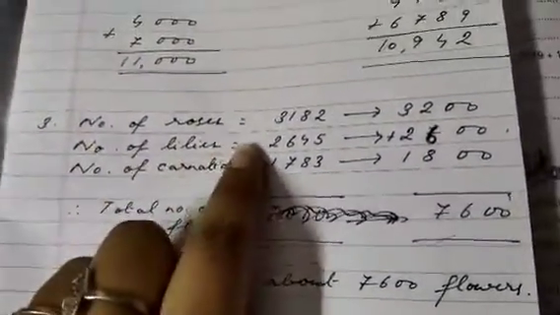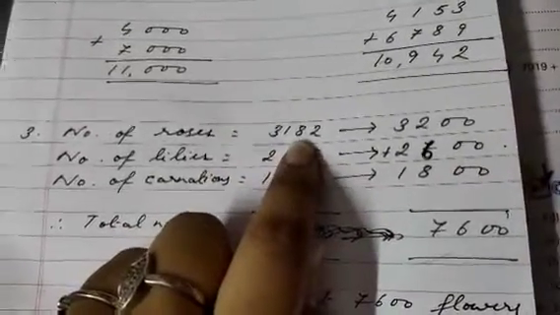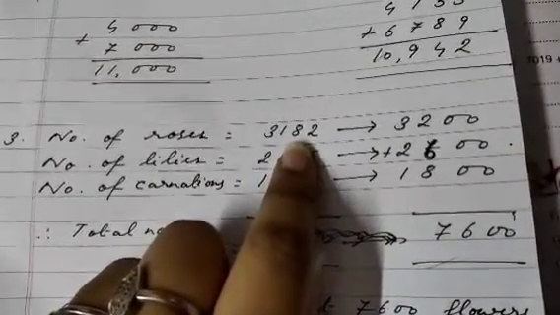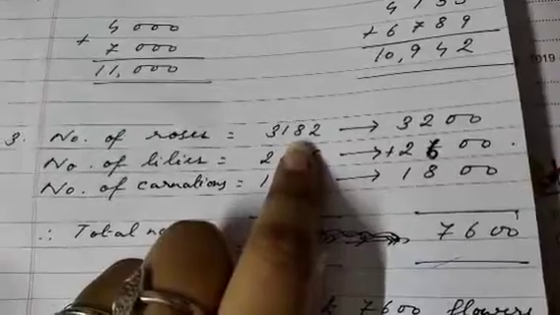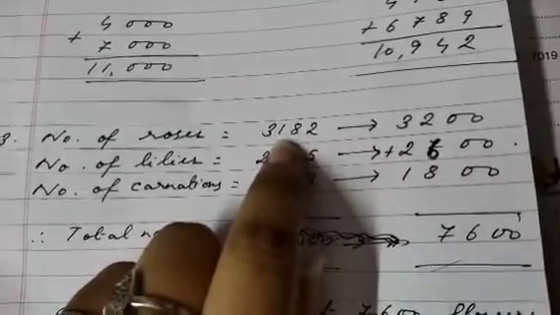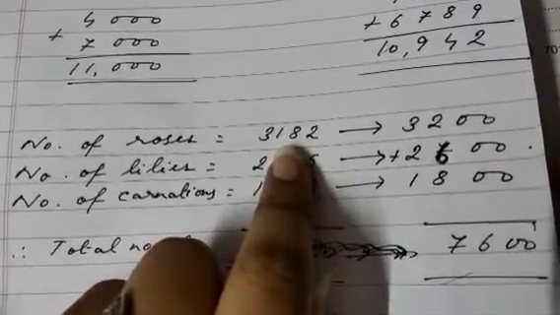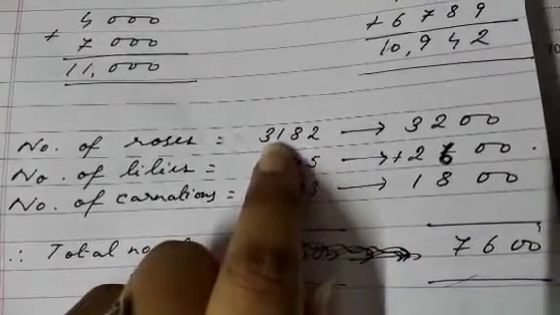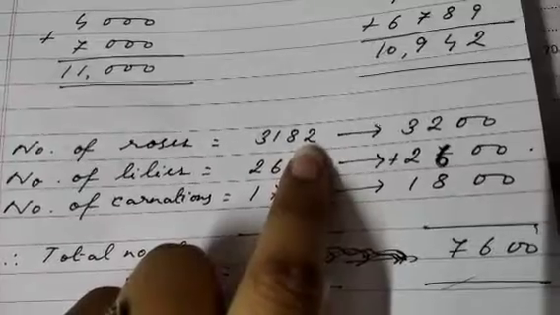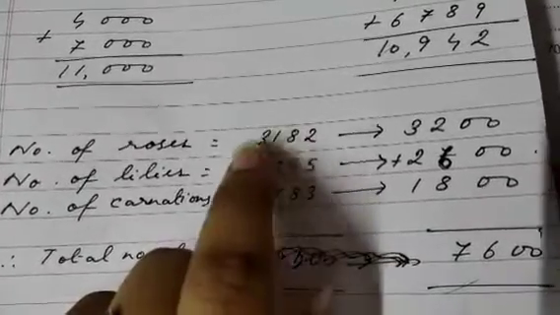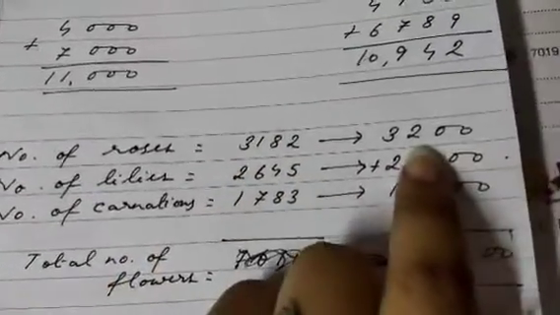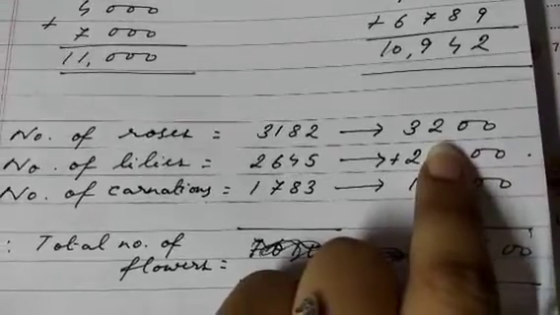See, number of roses 3182. As it is nearest hundreds, that means we have to see the tens place. Tens place, there is a strong number 8. So this 1 will become 2. And these 2 numbers will become 00. So 3200, rounded off number.